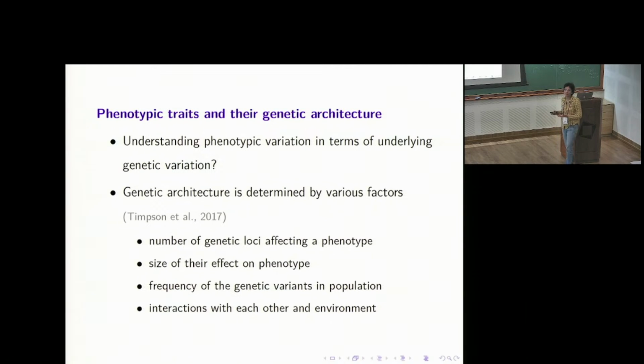So for example, you can ask how many genetic loci are controlling or influencing that trait? What is the size of that effect? What is the frequency of these genetic variants? How does it interact with the environment? That means if there's a covariance and so on. So there's a long list. If that interests you, you can look up this review article. Okay, so we want to understand the phenotypic variation, phenotypic dynamics on the basis of this underlying genetic details.